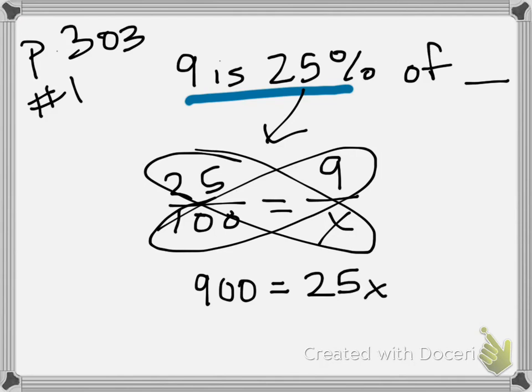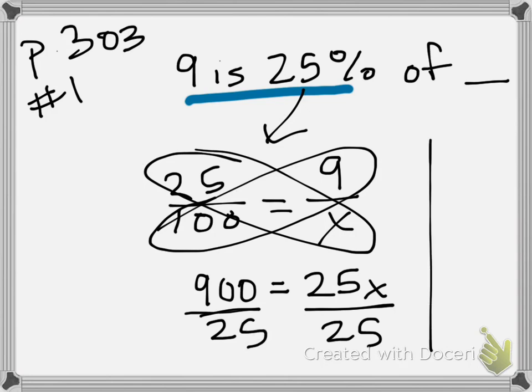Alright, and so again, we're trying to get x by itself, so we're looking at this side here. We're going to divide by whatever is next to x. So we're going to divide both sides by 25. Now I'm running out of room, so I'm going to write it on this right side over here, so I'm going to draw a line to separate my work. The 25s cancel, so I'm just left with x. And 900, I'm going to do it on a calculator. 900 divided by 25 is 36. So what that's saying is 9 is 25% of 36.